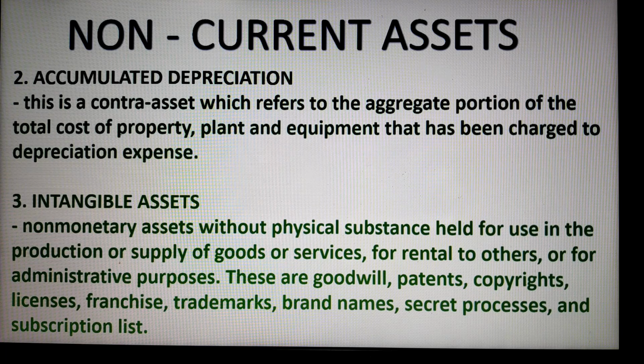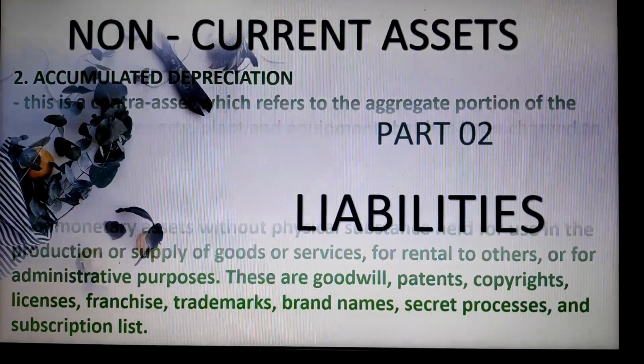Number 3 is intangible assets. It is a non-monetary asset without physical substance held for use in the production or supply of goods or services, for rental to others, or for administrative purposes. These are goodwill, patents, copyrights, licenses, franchises, trademarks, brand names, and among others. These are held by the company as assets but cannot be touched. They are just rights that belong to the company, for example when the company produces its own product, such as brand names. For example, if a company produces food and then franchises, we call those intangible assets.